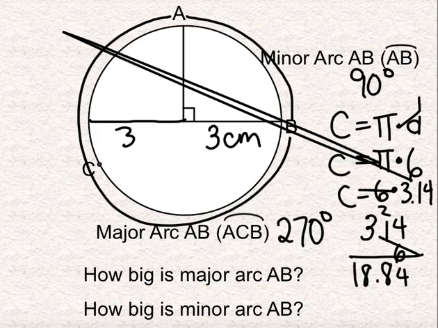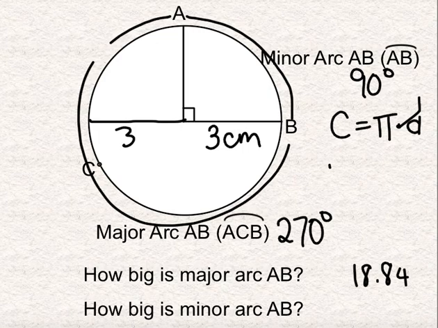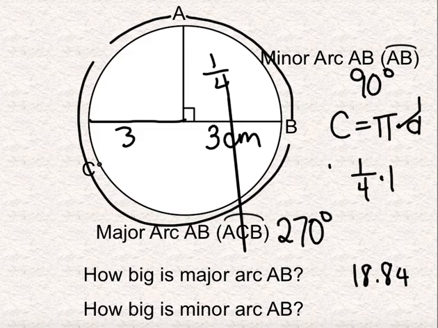Well, what if we just wanted part of the circumference, maybe just the minor arc part of the circumference? Well, since we know how many degrees the minor arc is, we can take that circumference of 18.84 and just take the portion that we want. Since this is 90 degrees, that's just a fourth of the circle. Well, I'm going to take a fourth of my 18.84. So I'm just going to divide this by 4.